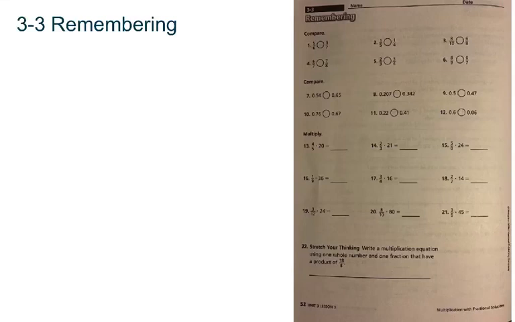Good morning, class. Today we are working on Unit 3, Lesson 3, Remembering. This is review today, so you will see in the first part, numbers 1 through 6, we will be working on comparing fractions as review. In 7 through 12, you will be comparing decimals as review. And 13 through 21, you will be multiplying a fraction by a whole number. You can go ahead and put an X through stretch your thinking. So you have 21 problems to complete today, and I'm going to do a couple of them with you.